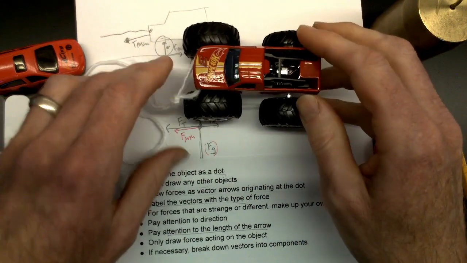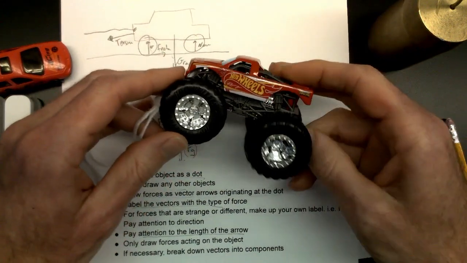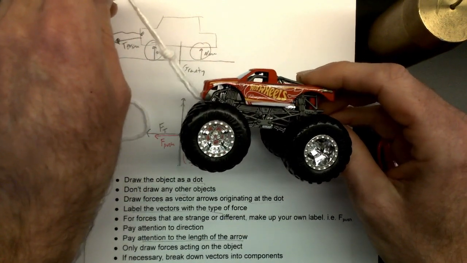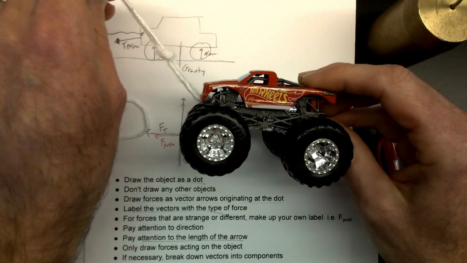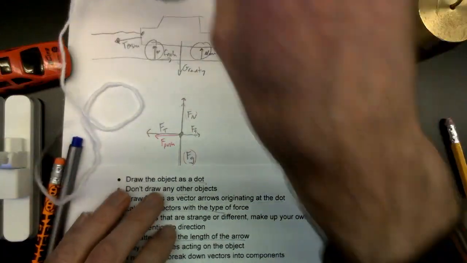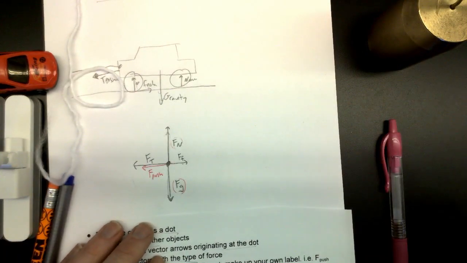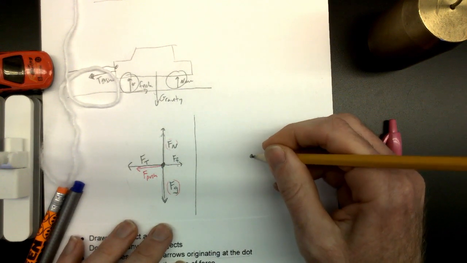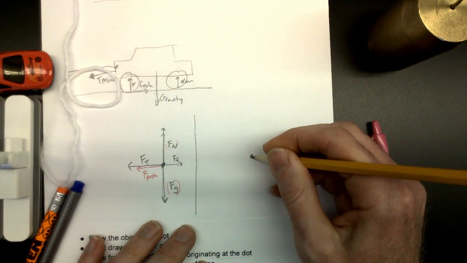Well, let's draw another scenario here. I'm going to show you from the side. Let's say instead of pulling straight this way, I'm pulling up at an angle like this. If I have a force that's going up at an angle, I can break things down into components. So let's draw another free body diagram where I'm pulling the truck up at an angle. We still have all these other forces acting here.